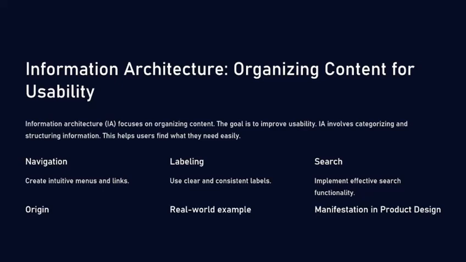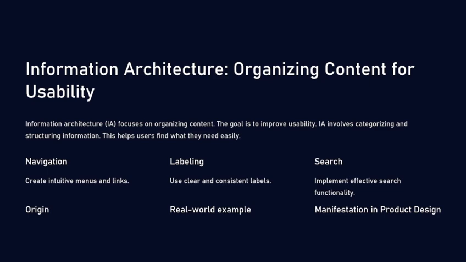A key part of UX is information architecture, or IA. IA is how we organize content to make it easy for users to find everything that they need. This includes creating easy-to-use navigation, using clear labels, and making search work easier. The origin of this is Richard Saul Wurman in the 1990s, emphasizing how important structure is in design.